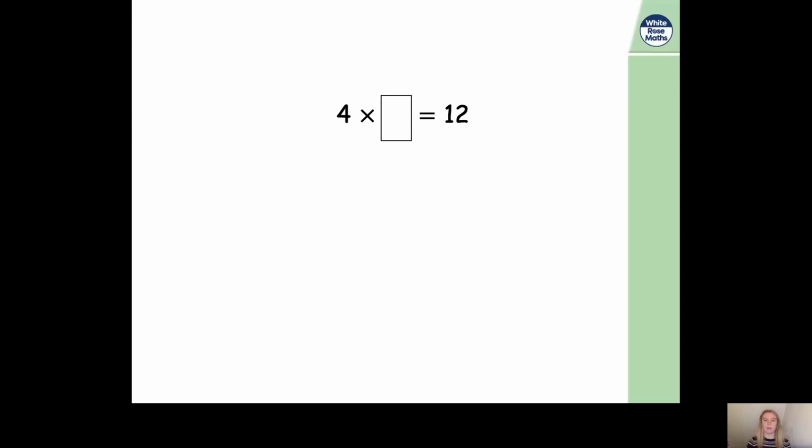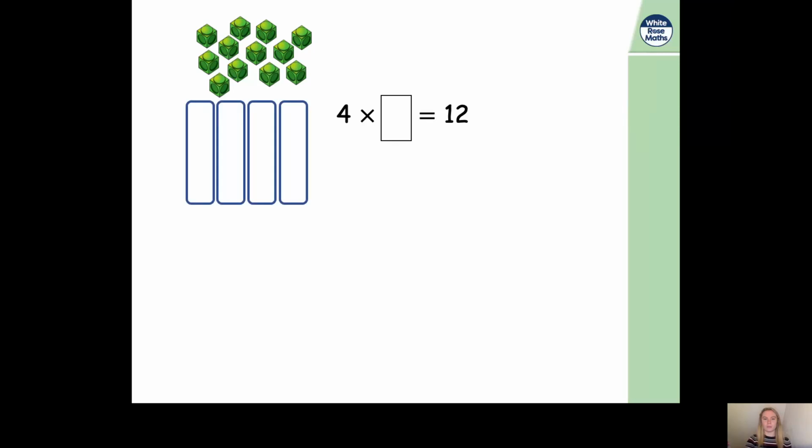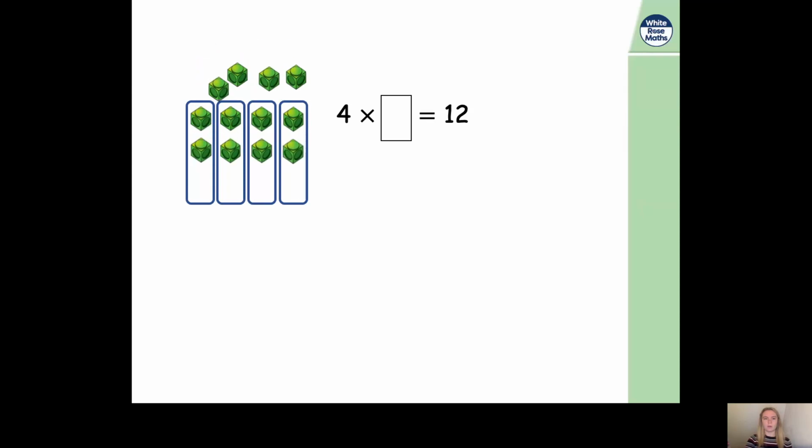Now here, we have a missing number. Now this is quite tricky, isn't it? So we're going to need 4 groups of something to make 12. So let's get our counters, well, our cubes. We're going to make 4 groups of something. So here's our 4 groups. We're going to put 1 counter in each, 2 counters in each. Oh, I wonder how many more we can have. Oh, there we go. We've used all our counters now. We have 4 groups. And there are how many in each? Yes. There are 3 in each, so we can have 4 multiplied by 3.